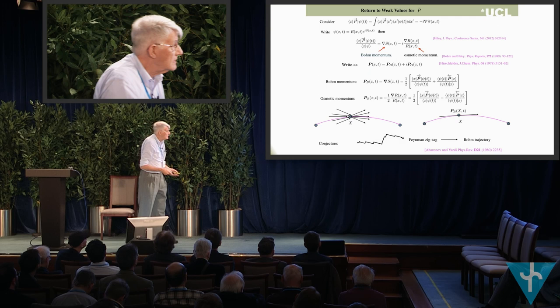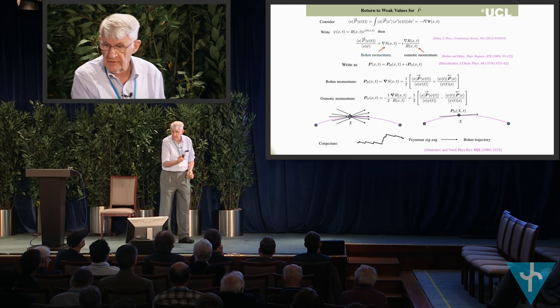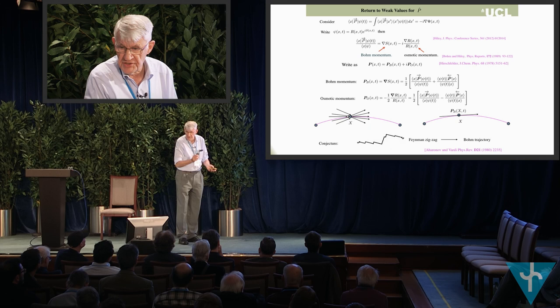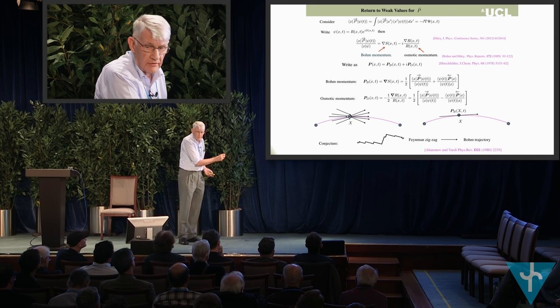Okay, and then my conjecture is that if you trap the particle in a given region, the momentum is spraying out so that each one has a different momentum. So if you try and construct a path around there, you're going to get a Feynman zigzag. And then my conjecture is that the Bohm momentum is actually smoothing out the Feynman zigzags.